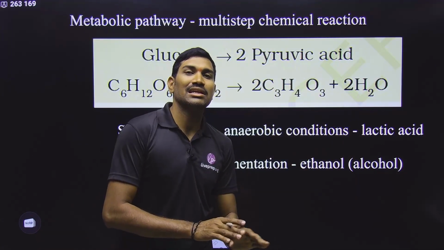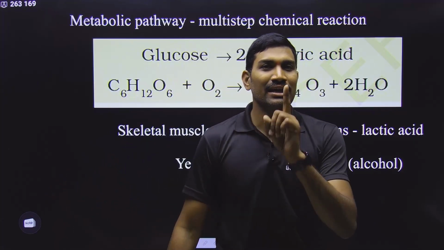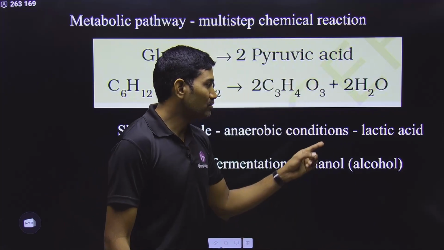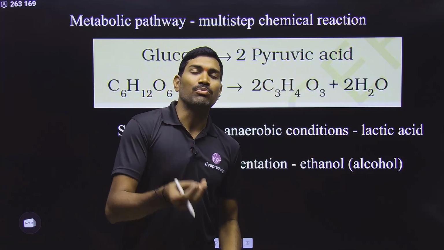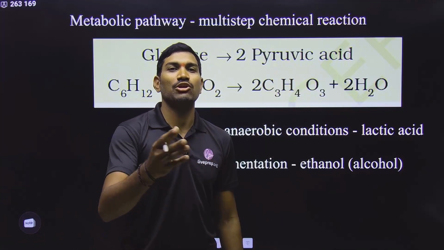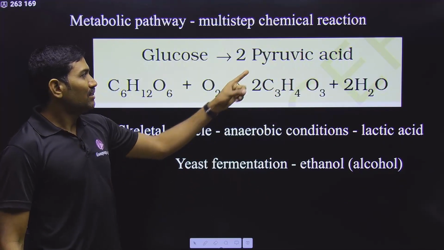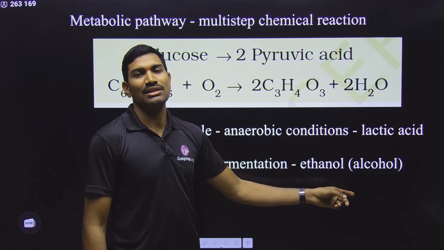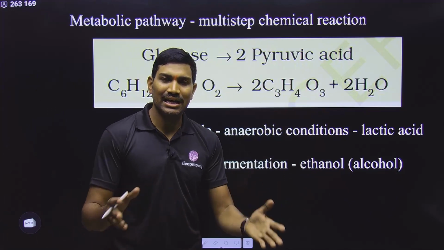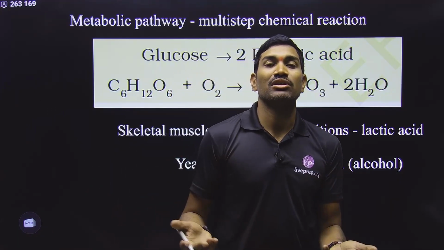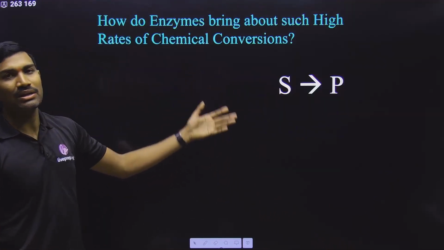And not only in human skeletal muscle cells, but also in lactic acid producing bacteria, LAB. Regarding this, we have studied in microbes in human welfare. So remember, in those bacteria also, pyruvic acid will be converted to lactic acid. Suppose you are talking about the yeast Saccharomyces cerevisiae, which we also studied in microbes in human welfare. There, from the pyruvic acid, ethanol, that is ethyl alcohol, will be produced. So in different organisms and different conditions, different products may be produced. In this way, different metabolic pathways lead to different products. This is what they are saying.